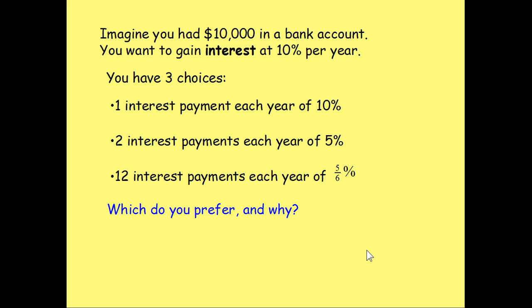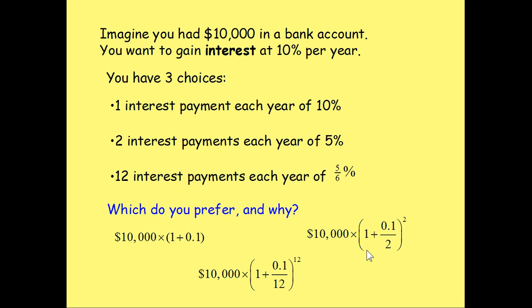So which do you prefer? Well, almost everyone, if they think about it, is going to prefer the last of those 3 choices. 12 interest payments of 5/6% every month will give you this much money. So we will get an exponent or a power of 12 here, because this is 10% divided by 12, plus 1, raised to the power 12, instead of just 1 plus 0.1, or 1 plus 0.1 over 2 squared. Of these 3 numbers you can easily verify with a calculator that this one is the largest, although it must be said that the difference is very small. In any case, it's small.